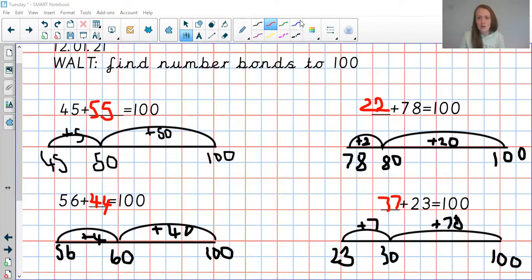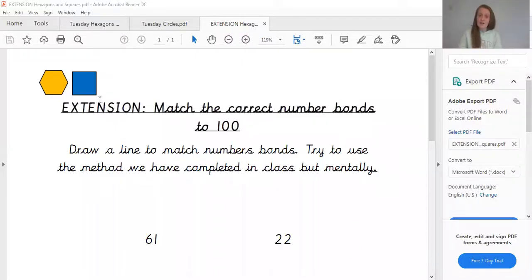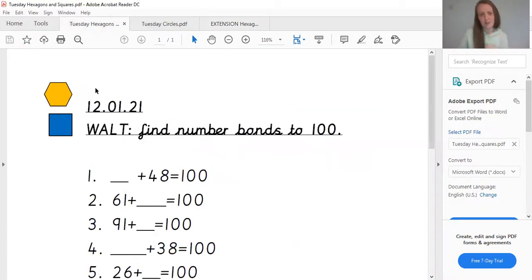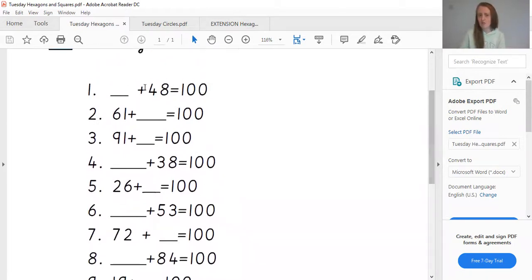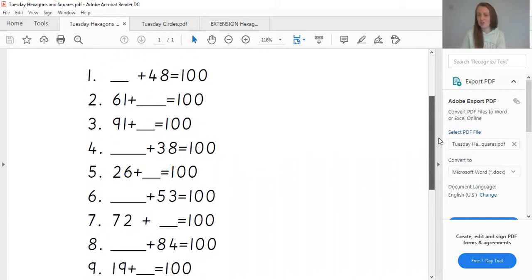So I'll just get up now the work that you're going to do today, if I can find it. Here we go. Hexagons and squares. I've done a little picture to remind you that that is your work there. You've got your date and your WALT, which is to find number bonds to 100. You have got 10 questions here, random 2-digit numbers, and you have to find the missing answer. So you write the sum out, and underneath you do the working out like we've just done for each one. So you've got 10 to do there.